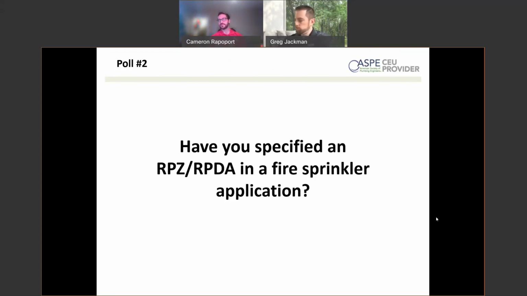So there's still parts of the country where if you're just doing a lot of standard wet pipe systems, you're not going to see that. So it's interesting. 1/3 of the respondents still have never seen or specified an RPZ in a fire sprinkler application.